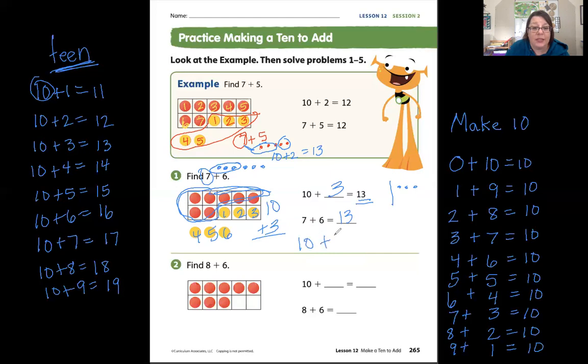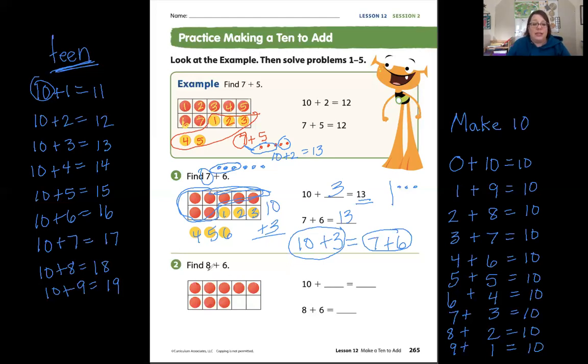10 plus 3 is equal to 7 plus 6 because everything on this side of the equal sign is equal to everything on this side of the equal sign. They are balanced. They are equal on both sides.